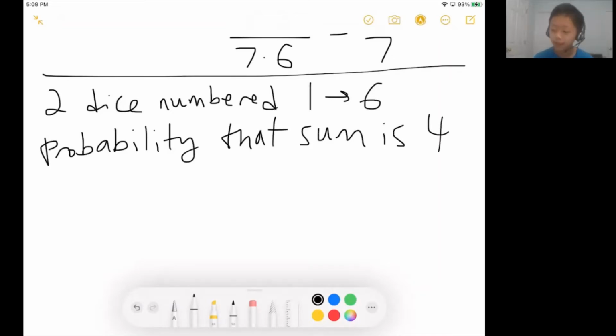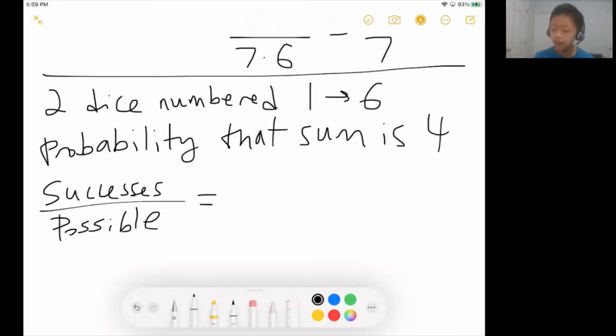We would take the number of successes and we would divide by the number of possible outcomes. So the number of successes, or let's first count the number of possible outcomes. Clearly, there are going to be 6 times 6 possible outcomes. The first die, there are 6 ways. The second die, there are another 6 numbers that you can choose from, so 6 times 6.